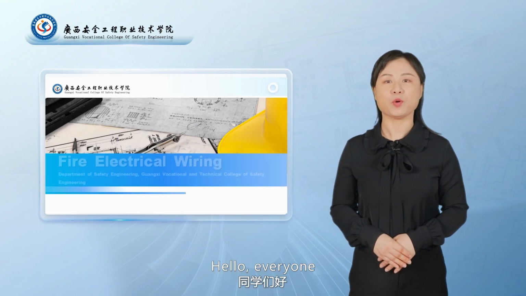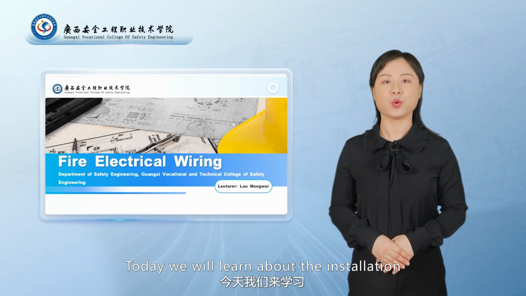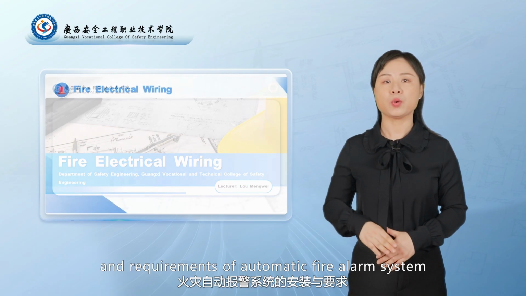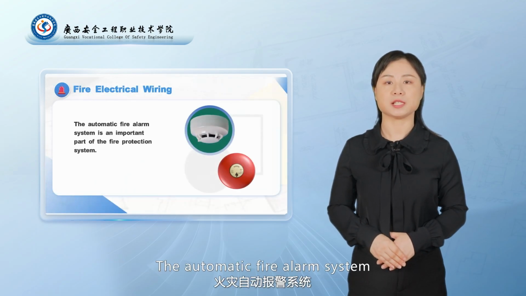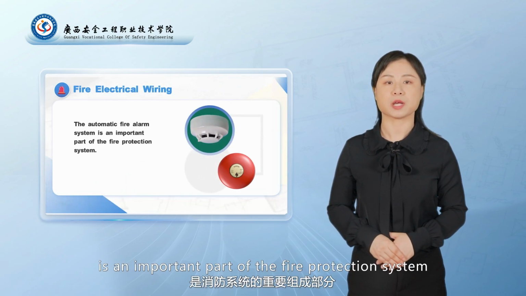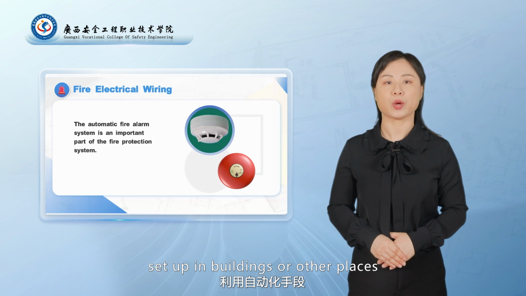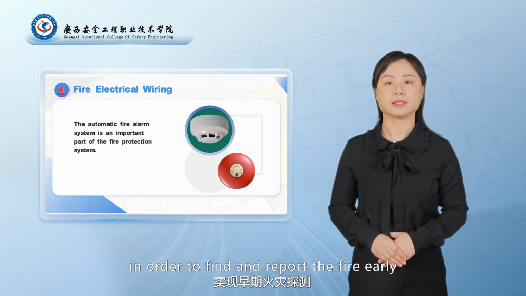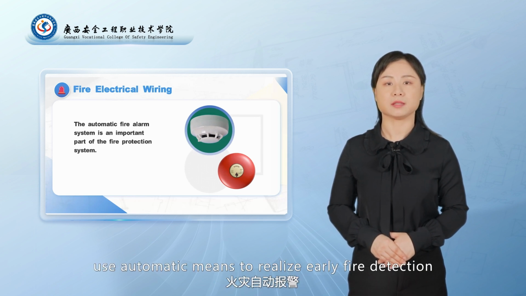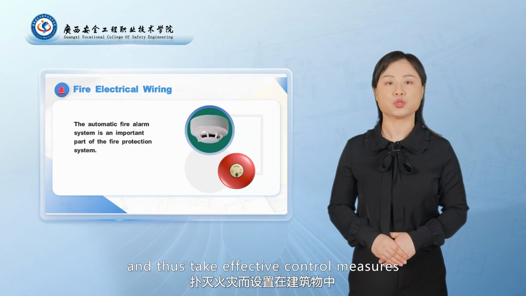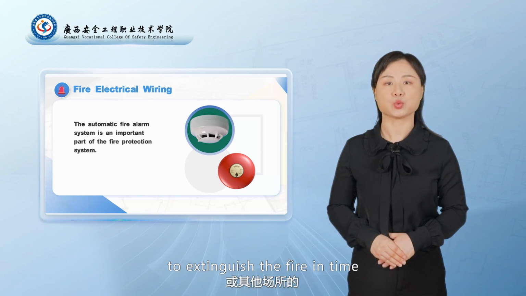Hello, everyone. Today we will learn about the installation and requirements of automatic fire alarm system. The automatic fire alarm system is an important part of the fire protection system. It is an automatic fire protection facility set up in buildings or other places in order to find and report the fire early. Use automatic means to realize early fire detection and automatic fire alarm, and thus take effective control measures to extinguish the fire in time.